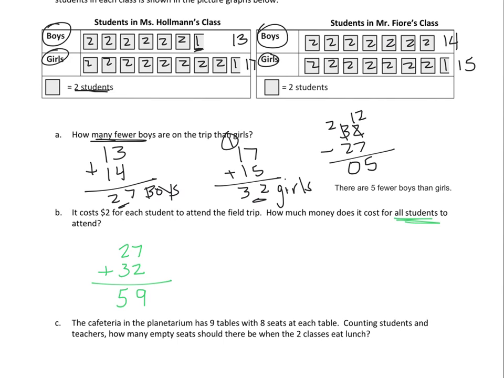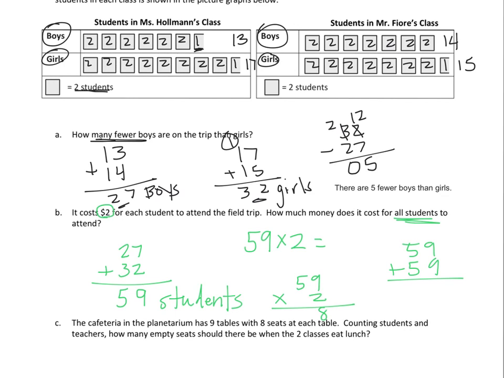So right now I have 59 students. And it costs $2 for each of them. So that means I can do 59 times 2. 59 students times $2 apiece. So I can show it with my multiplication, or I can show it with repeated addition. And I get 118 there.